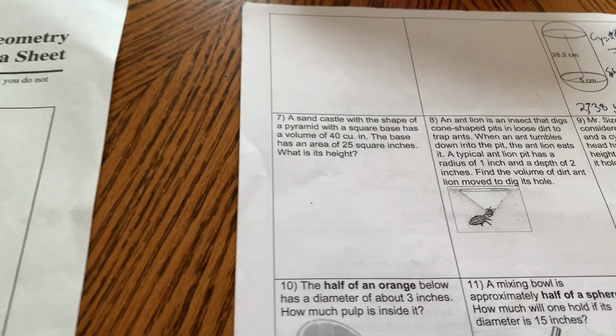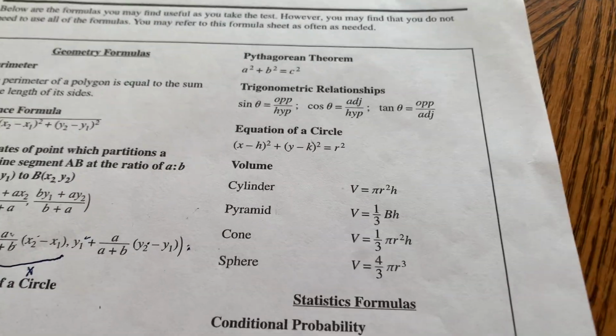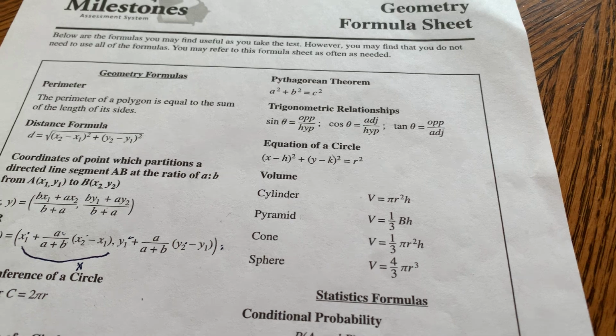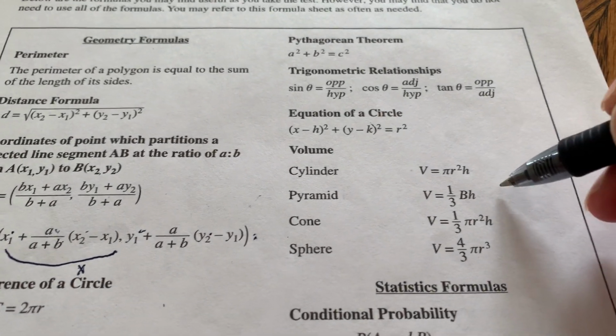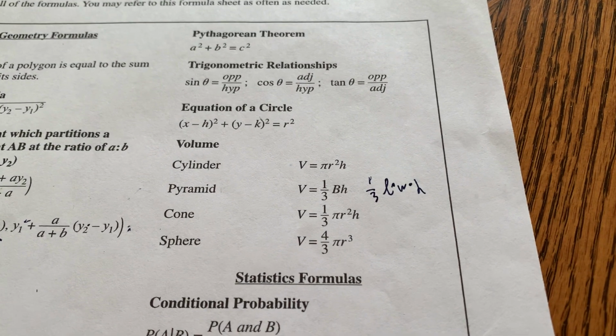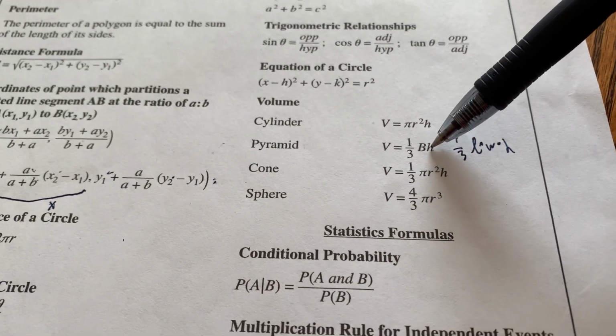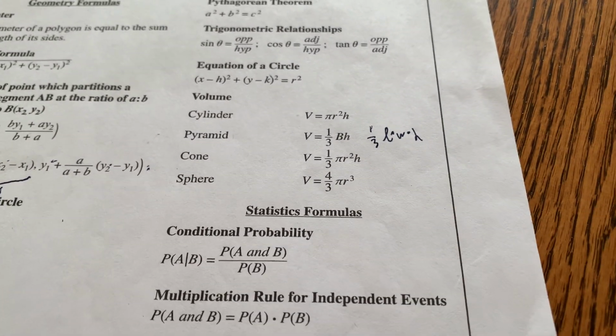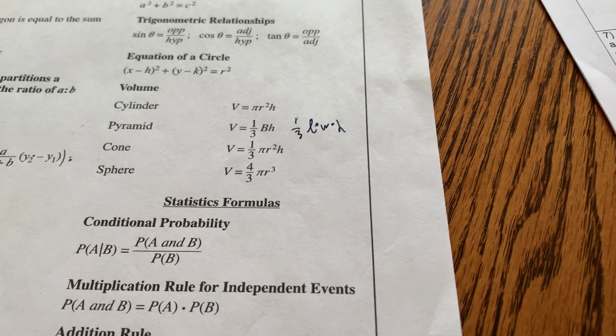But what we can do, if we look at the original formula sheet, this is what you're actually going to get. I never wrote this down, so let me do that real quick. It's not going to have the 1/3 length times width times height on there. It's just going to have this. So that actually helps us out here. So I know the volume is 40.